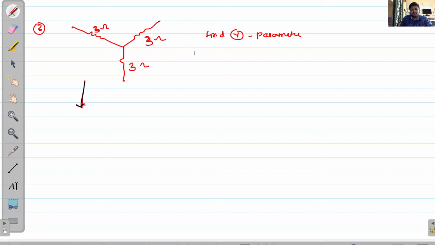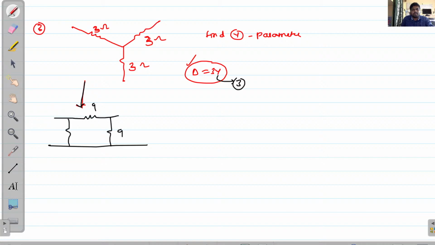So what is the equation for Y to delta conversion? Delta equals 3Y. Okay, already we have a Y network. So from that I need to evaluate delta, but delta equals 3Y. So what you will get? 3 plus 3, 9, 9 ohms. These units are important. Already they are providing ohms. While converting also, you can take ohms only. Okay, 9 ohms. But for this network, you need to evaluate Y parameters.